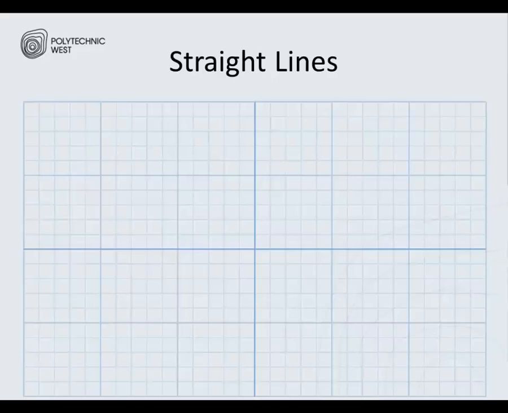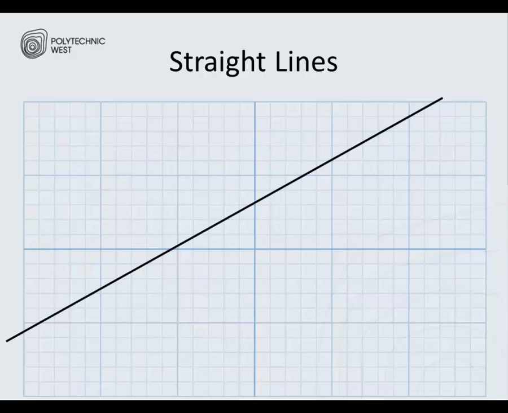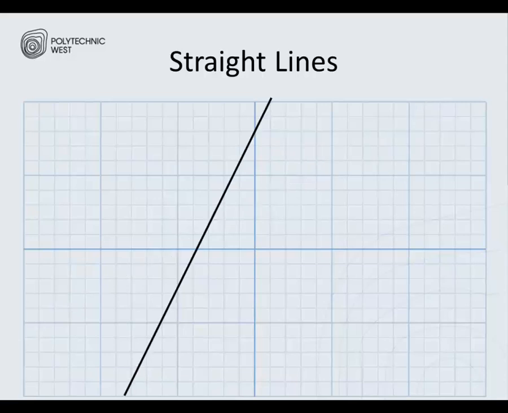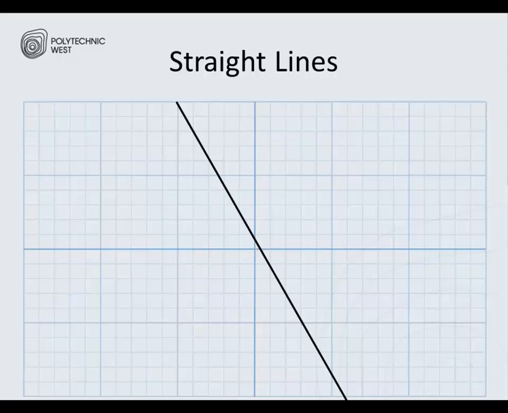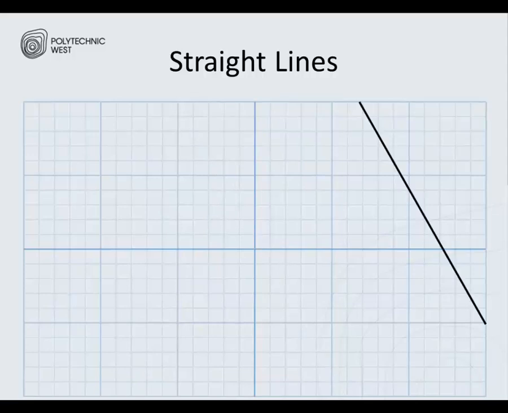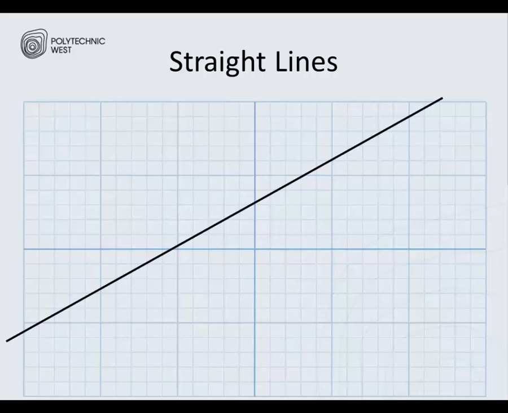Straight lines. We're going to talk about straight lines. Here's a straight line. Here's another straight line. Straight lines are the shortest distance between 2 points.